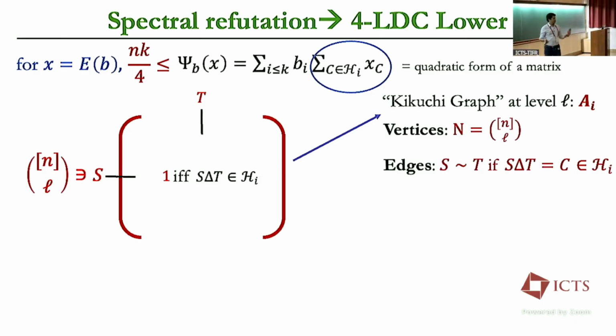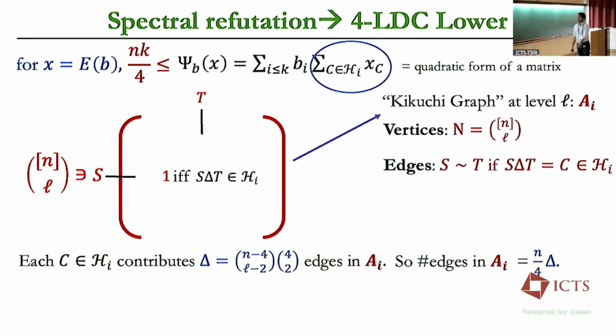Still good? Okay, great. So, let's do the same kind of computation we were doing earlier. How many edges in hi? Well, each C contributes exactly the same number of edges as we looked at last time because there is no difference. But in AI, we are collecting together the contributions due to n over 4 different hyperedges. So the total number of edges in AI is n over 4 times delta. Sounds okay? Okay, great.